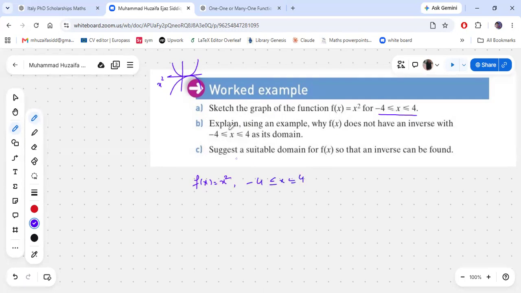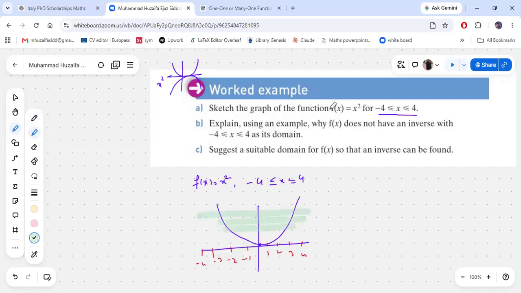So, sketch the graph of the function. When we put x equal to 0, y is equal to 0. When we put 1, it gives 1. So its graphical representation is like this. This is 1, 2, 3, and 4. This is minus 1, minus 2, minus 3, and minus 4. If I draw this, this is the domain of the graphical representation.